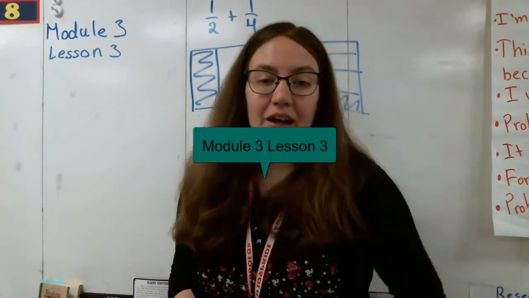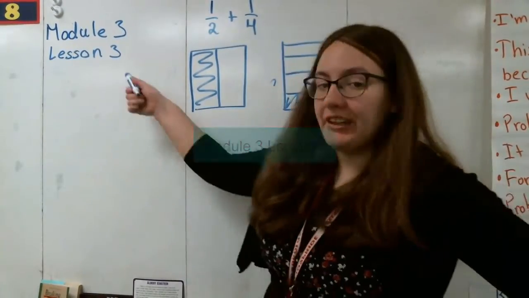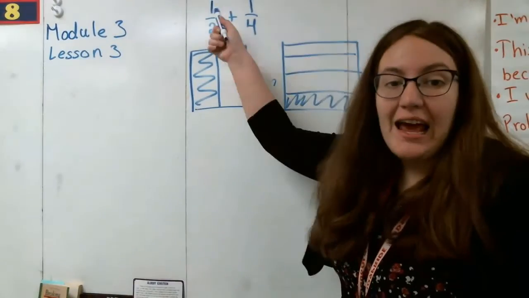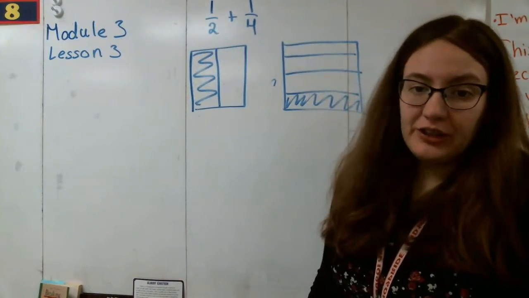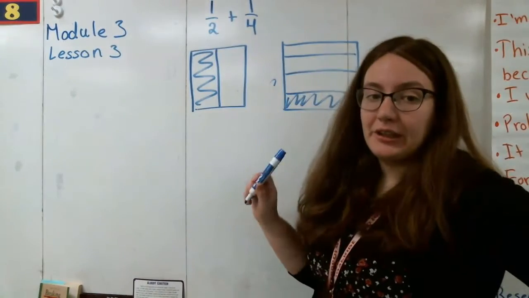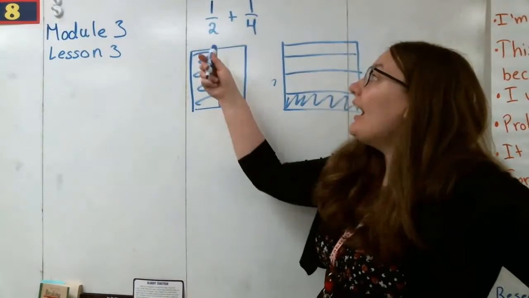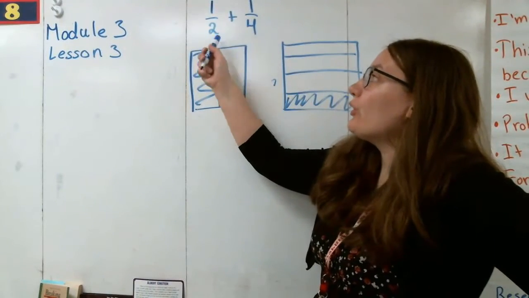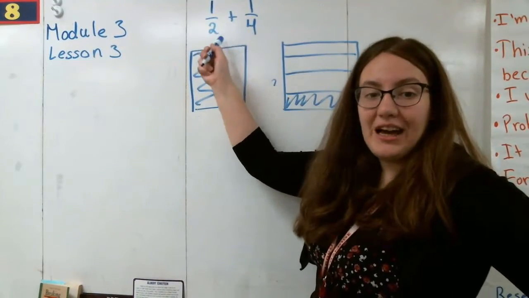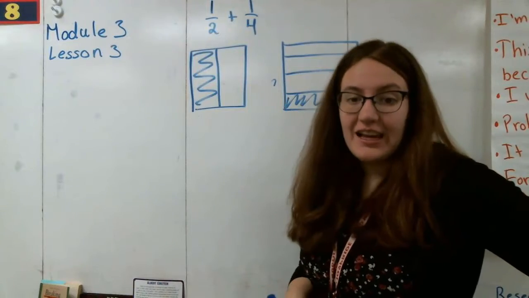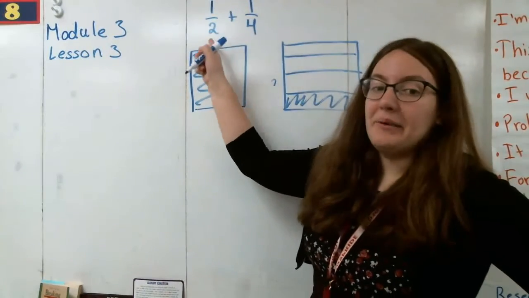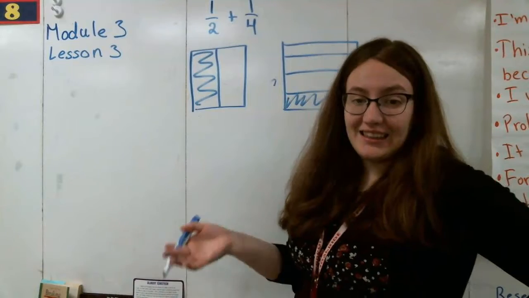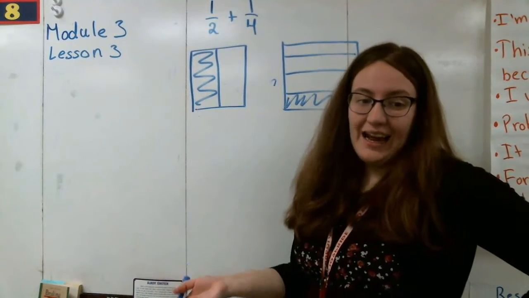Today we're going to be working on Module 3, Lesson 3, and today we're actually going to start adding two different types of fractions together. You may notice when you're taking a look at this problem that I have 1/2 plus 1/4, but you'll probably notice that my denominators are different. Whenever I'm adding or subtracting fractions, my denominators have to be exactly the same or I can't add them.